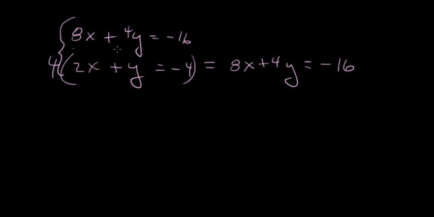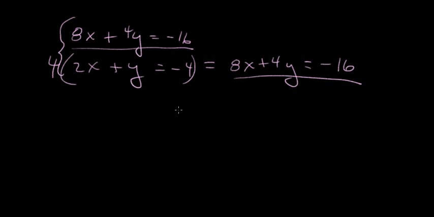And look at the top equation. It's the exact same equation, isn't it? So you know what that means. That means that we have a system where one line is over top of the other line, and we call this consistent dependent.